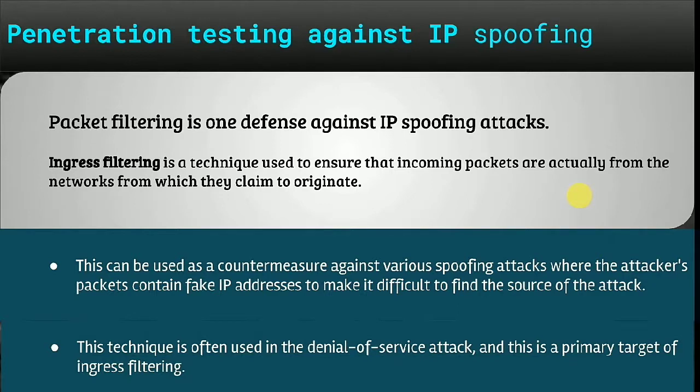Ingress filtering is one defense against IP spoofing attacks. Ingress filtering is a technique used to ensure that incoming packets are actually from the network from which they claim to originate. This can be used as a countermeasure against various spoofing attacks where the attack packets contain a fake IP address, making it difficult to find the source of the attack. The technique is often used in denial of service attacks like DoS attacks, and this is a primary target of ingress filtering.